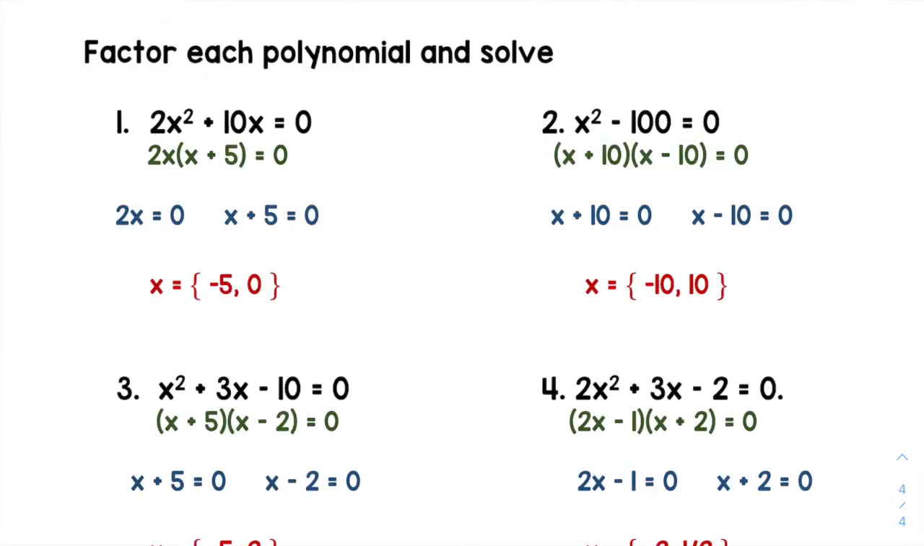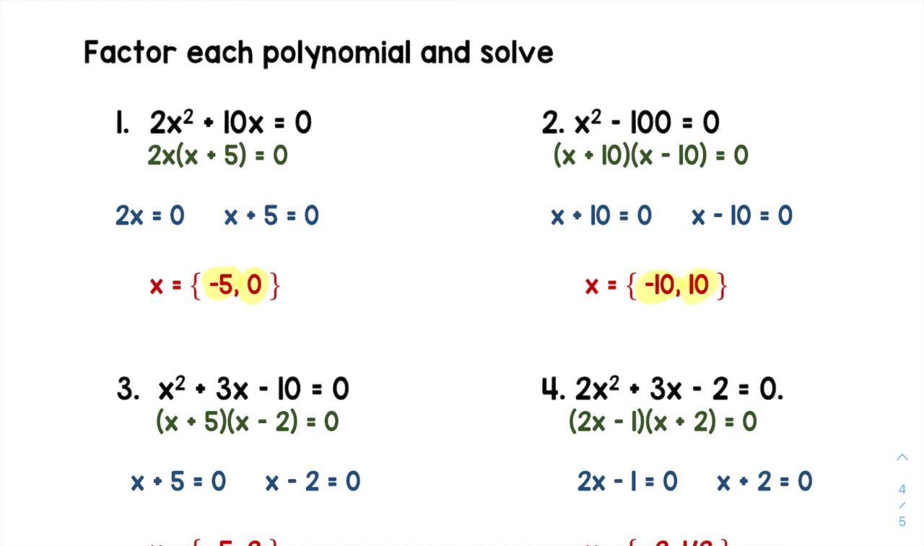Here are our answers for problems 1 through 4 on our second page. Problem number 1, we're factoring using the GCF of 2x. Setting the factors equal to 0 will give us our two solutions, -5 and 0. Problem number 2 has no GCF, in which case we could write that expression as a difference of squares. Our factors would be x plus 10 times x minus 10. Setting those factors equal to 0, we'll get our solutions -10 and 10.